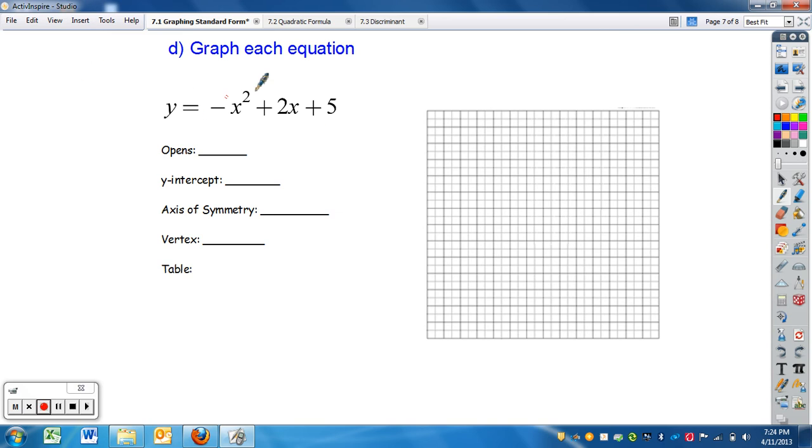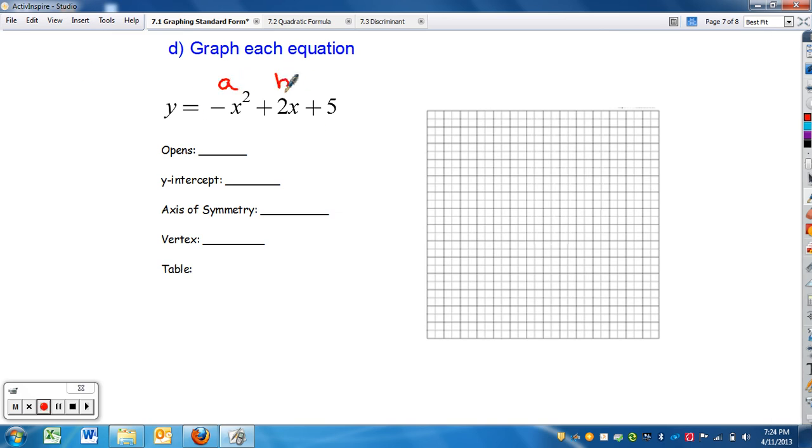One last one. So you have your A, your B, and C. This might be a good time to pause the video and try to do this one on your own and see if you understand it completely. And if you're able to graph on your own, then you are set for the lesson tomorrow in class. So this one opens down. The y-intercept is (0, 5).